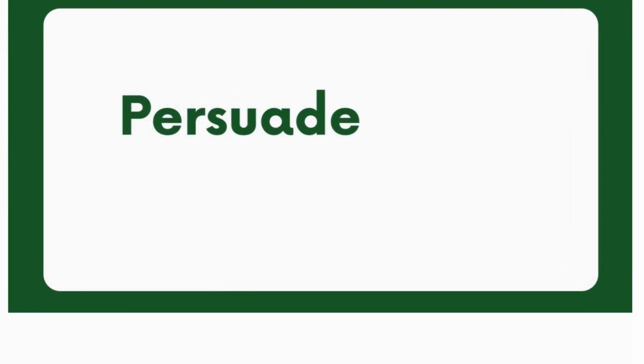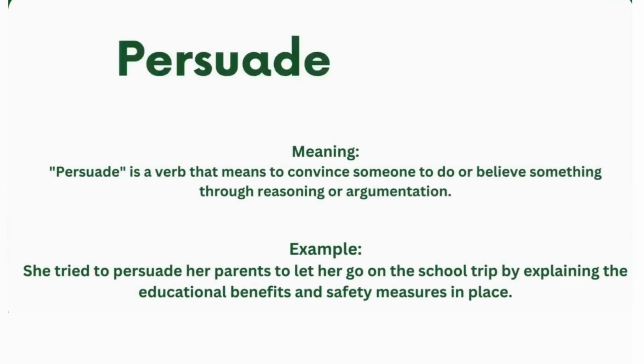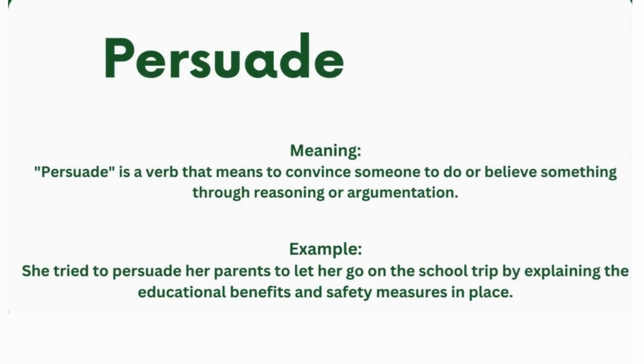Persuade. Meaning, persuade is a verb that means to convince someone to do or believe something through reasoning or argumentation. Example, she tried to persuade her parents to let her go on the school trip by explaining the educational benefits and safety measures in place.